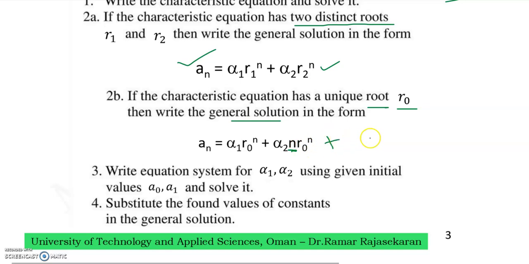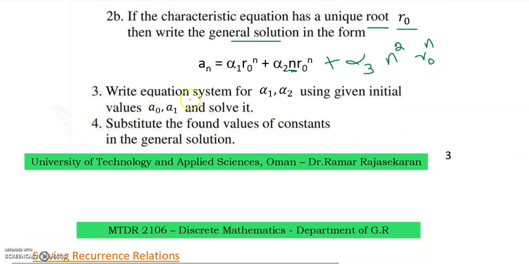Suppose one root is repeating 3 times. Then what would you write here? For alpha 3, the constant, you would write n squared times r naught power n. Because one root is repeating 3 times, nothing, no n, in the first term, multiply n in the second term, and multiply n squared in the third term. So this is the way to write the general solution when a root is repeating. That's it. Now, what is the third point? Write the equation system for alpha 1, alpha 2 using the given initial values a0, a1 and solve it.